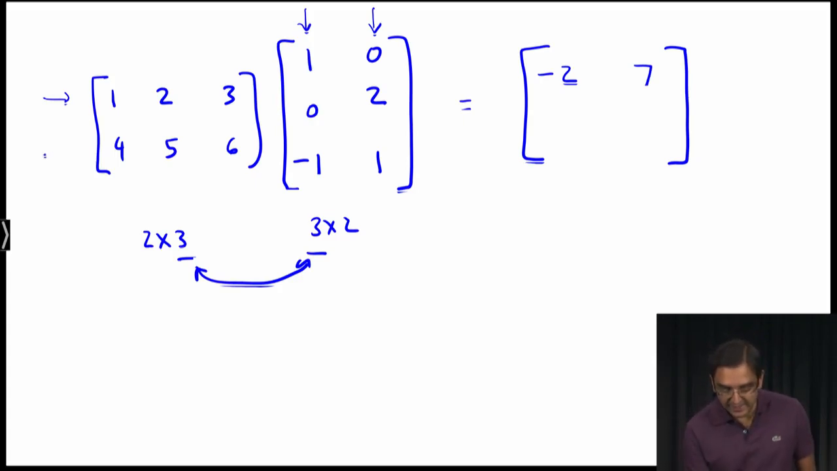We now move on to the second row of A. We take the dot product with the first column of B. So that's 4 minus 6, which is negative 2. And the final number is 4 times 0 plus 5 times 2 plus 6 times 1, which is 16. So that's the product of these two matrices. Very simple.